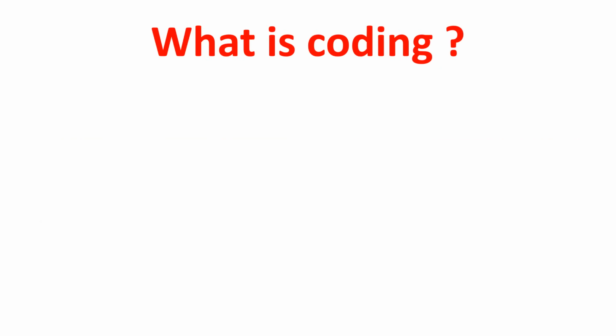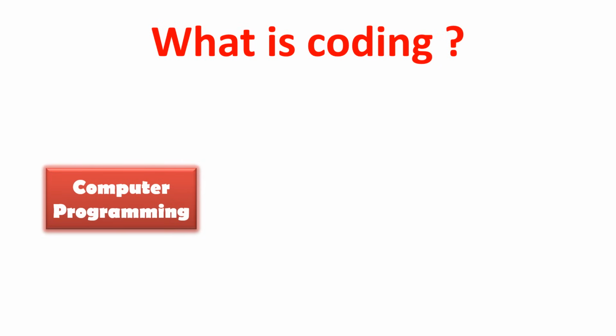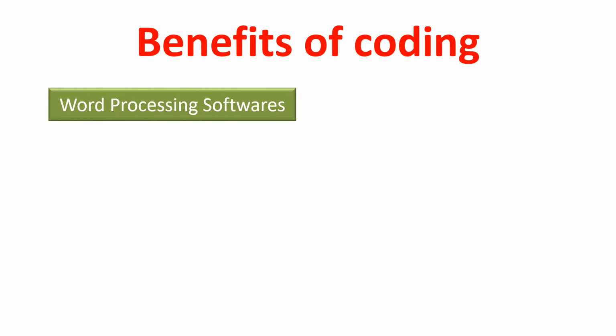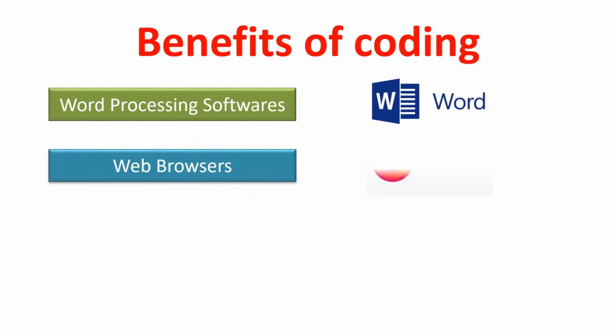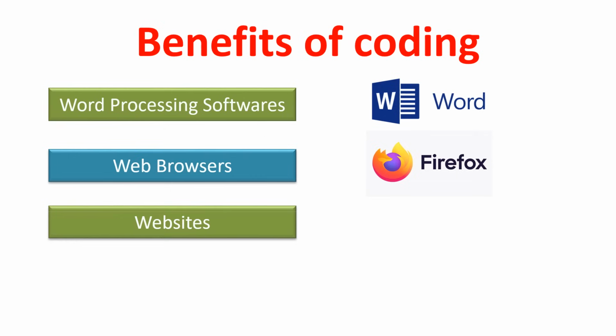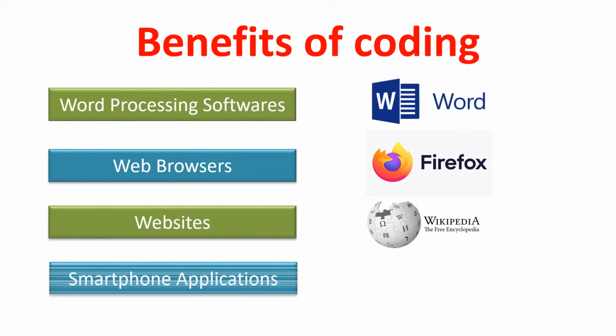Before we proceed, I would like to begin with a small introduction to coding. Coding is also known as computer programming. Coding is how people communicate with computers. Coding lets us create many useful computer programs. To name a few, we can create word processing software, such as Microsoft Word, web browsers, like Firefox, websites, like Wikipedia, or smartphone applications, like WhatsApp.